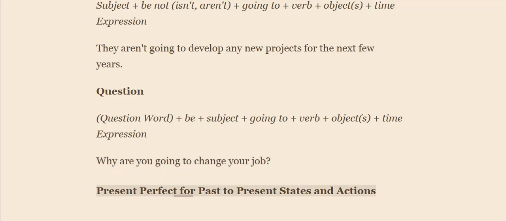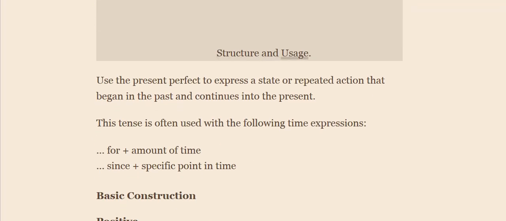Present perfect for past to present states and actions. Structure and usage. Use the present perfect to express a state or repeated action that began in the past and continues into the present. This tense is often used with the following time expressions: for plus amount of time; since plus specific point in time.